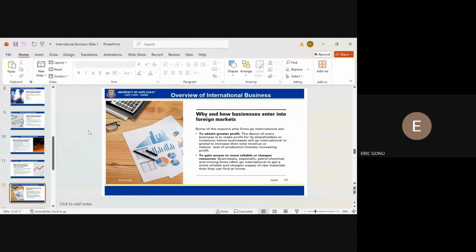Any other question? Okay. So these are some of the reasons that have been given. To obtain greater profits, the desire of every business is to make profit for its shareholders. Hence, businesses will go international or grow to increase their total revenue or reduce cost of production, thereby increasing profit. So they've given us 2 clues here: to increase their total revenue or to reduce their cost of production so that they can increase their profit.